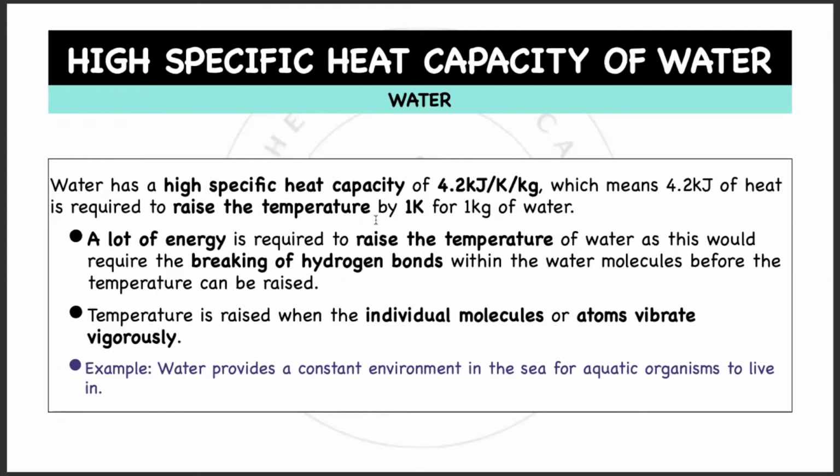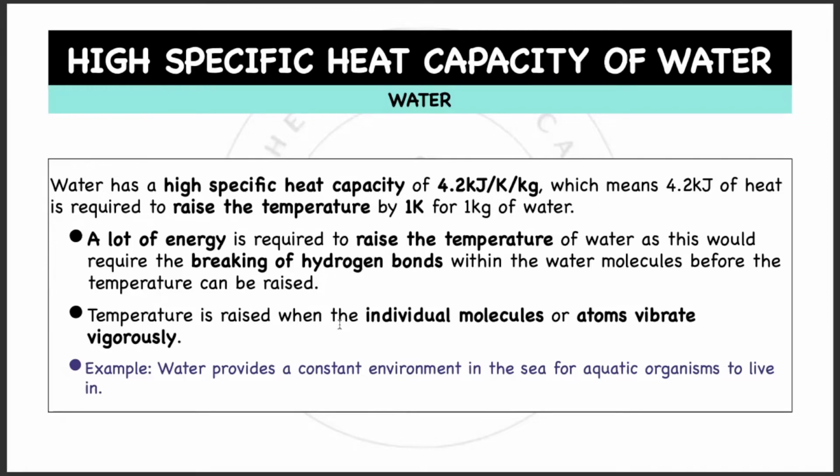What it means actually is that a lot of heat energy is required to raise the temperature of the water. And why do you need a lot of energy? It's because you need to break the hydrogen bonds within the water. As I mentioned earlier, one water molecule connects to another through the hydrogen bonds, so you need to break those hydrogen bonds. So the amount of energy required is 4.2 to raise 1 Kelvin. Temperature is raised when the individual molecules or atoms vibrate vigorously.